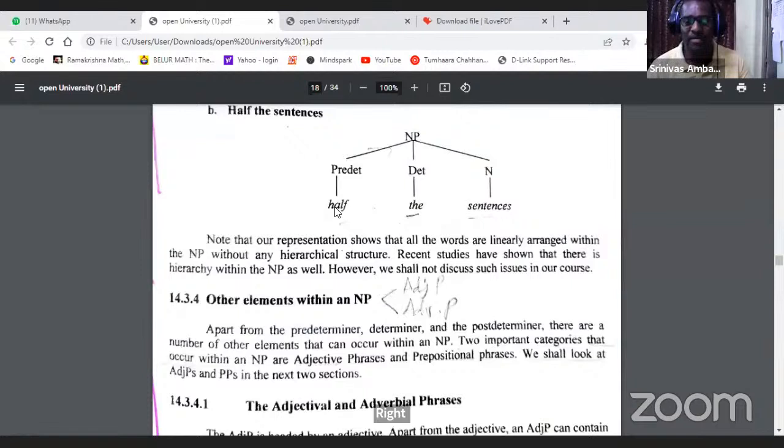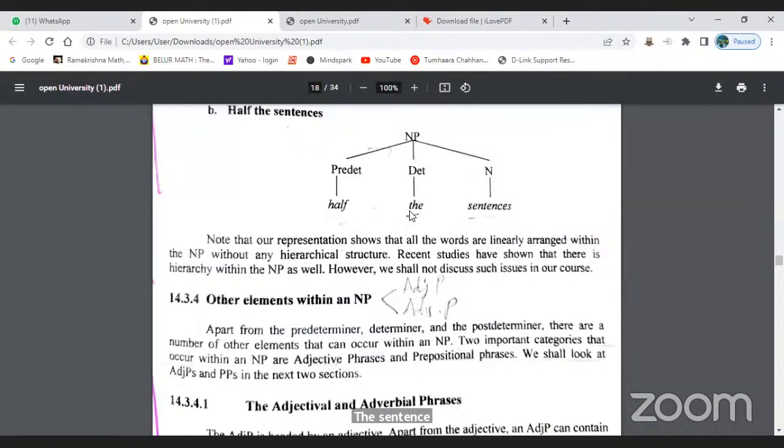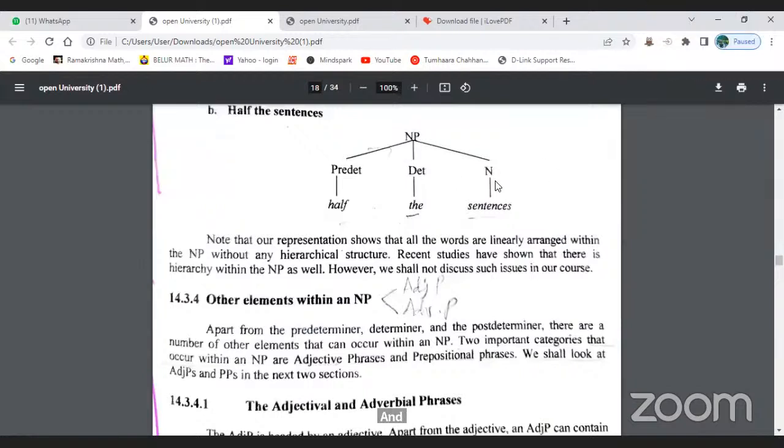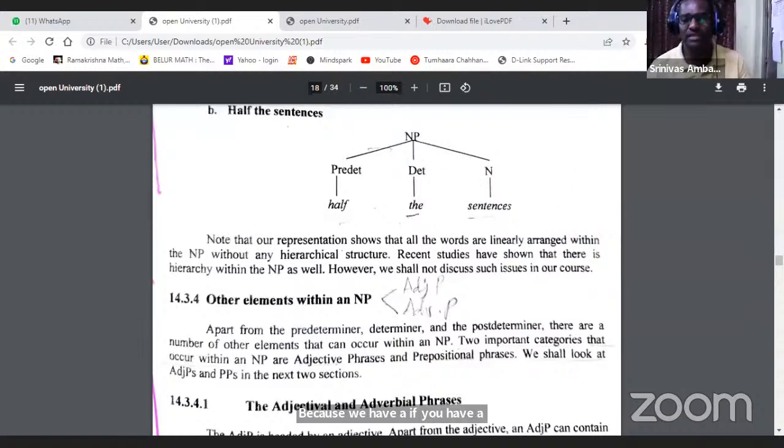Half the sentence. Half is a predeterminer. There is a determiner, and sentence is a noun. All three are called a noun phrase, because we have a noun here. If you have a verb here, the whole will become a verb phrase. Very good.